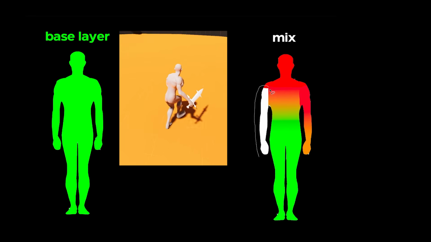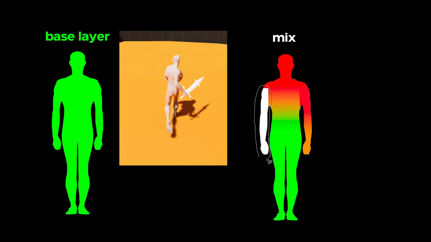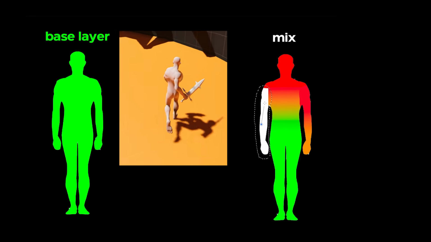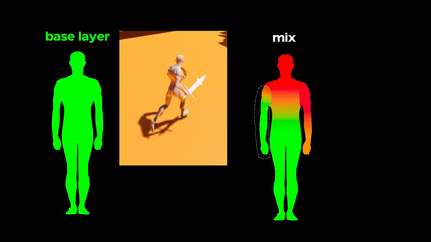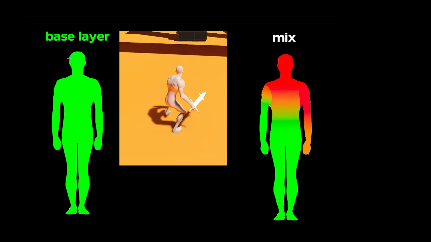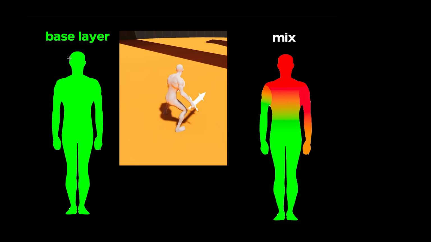On the other hand, right arm is not as important, neither for character nor for player. It just dangles around in the back and is somewhat relaxed. And because it is relaxed, we can allow it to be greener, to be more influenced by the base layer animation.